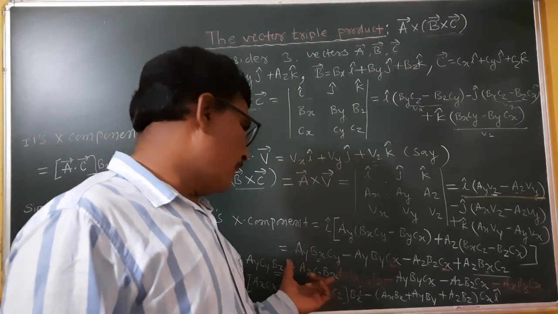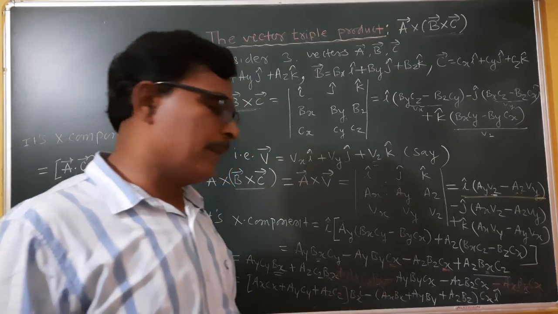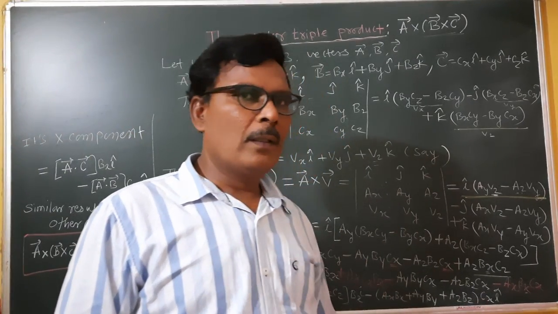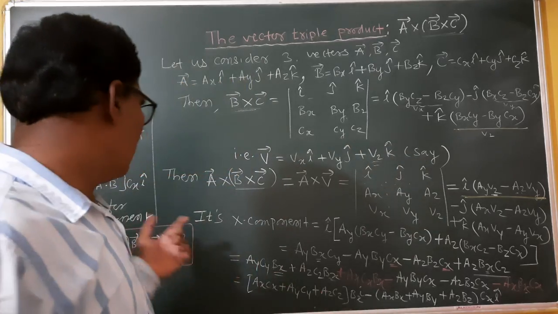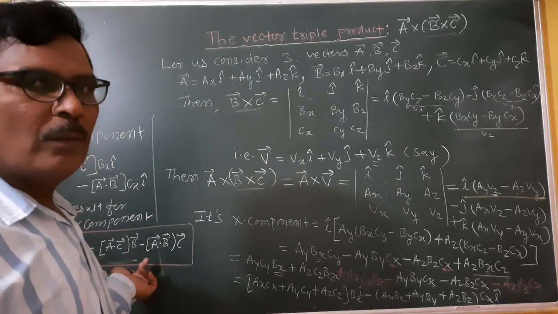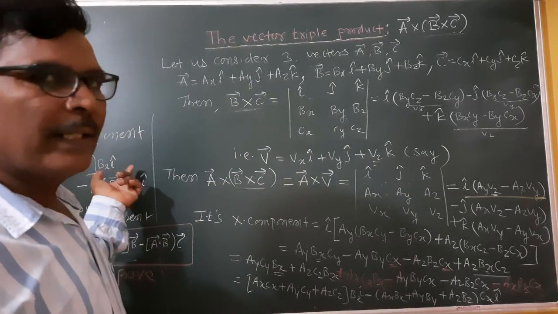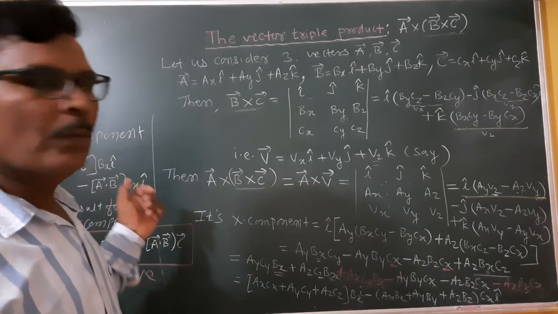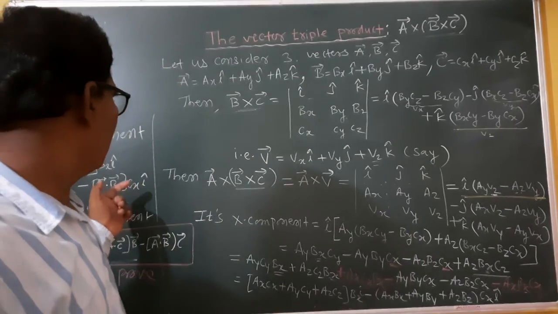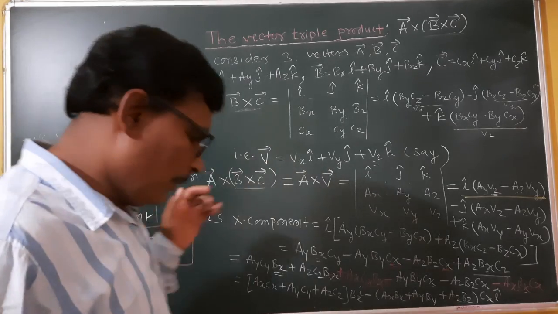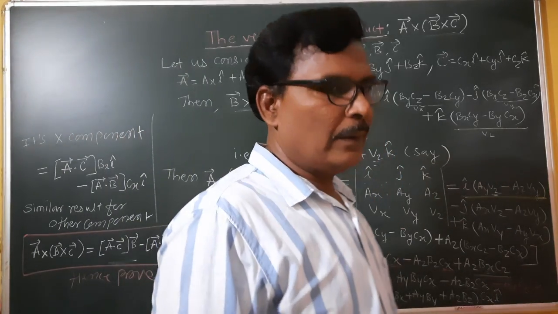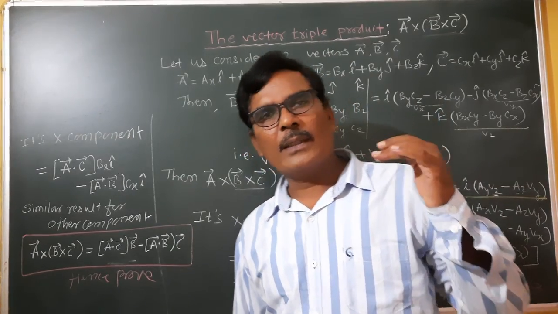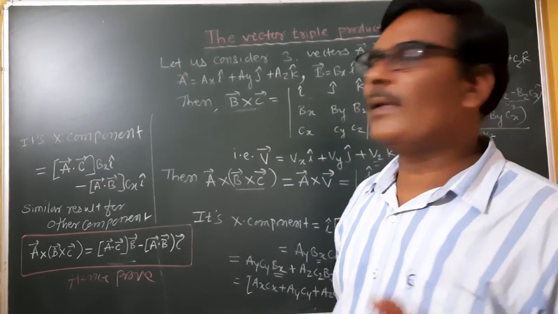From the first three terms, we have to take Bx common. For the second three terms, Cx common, B is common, means what? A bar dot C bar into B bar into the I component. C is common, so A dot B into Bx, Cx; we have to take the x component. Similarly, we have to take the y component. Similarly, we have to take the z component. A similar result we obtain.